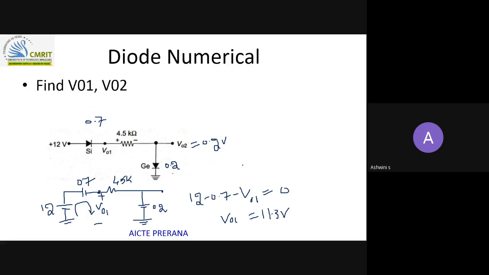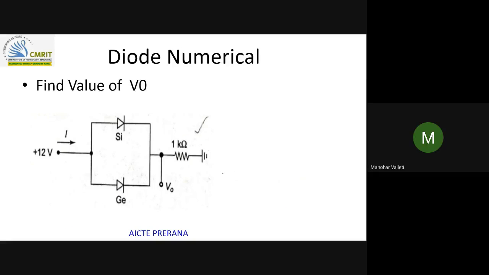Yes, sir. And this one, the last problem. See, as these two are in parallel, the cut-in voltage of the germanium diode is less. As these two are parallel branches, the voltage across the parallel branch will be the same. Once the germanium diode comes into conduction, it won't allow the silicon diode to conduct. So the voltage at this node is 0.2 volts, so V0 will be 11.8 volts.